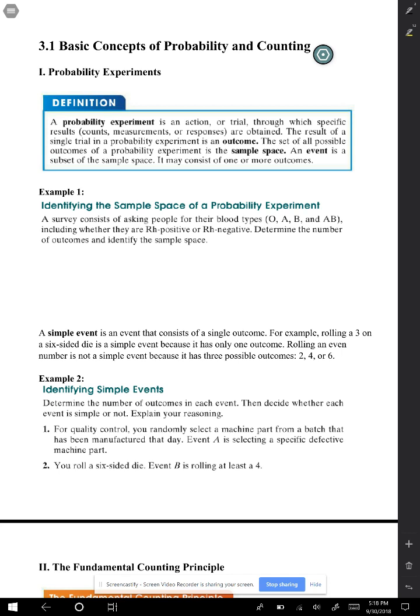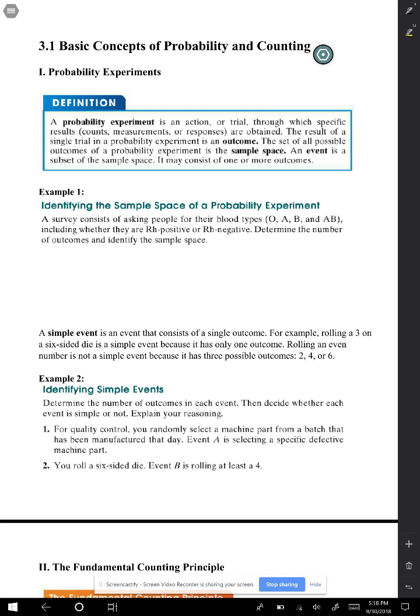And if you take the set of all possible outcomes, it's called the sample space. So when you're flipping a coin, there's only two possible outcomes. So the sample space would only consist of heads or tails. An event is a subset of the sample space, and an event may consist of one or more outcomes. And we'll talk about that more when we get to example 2.